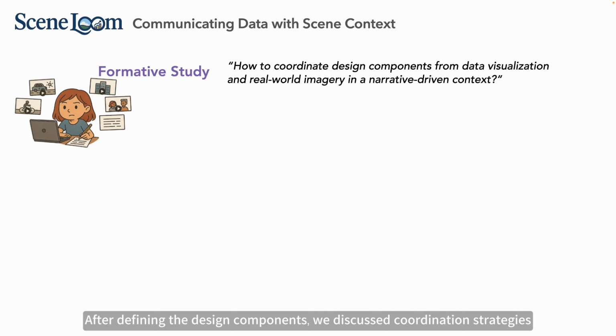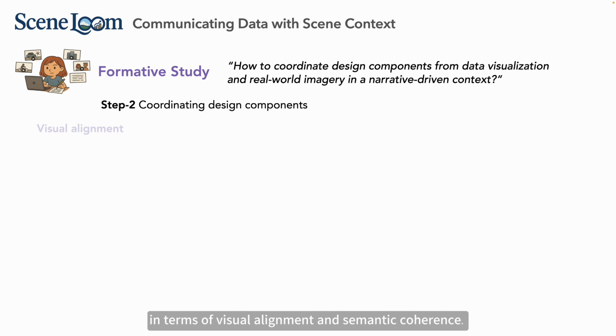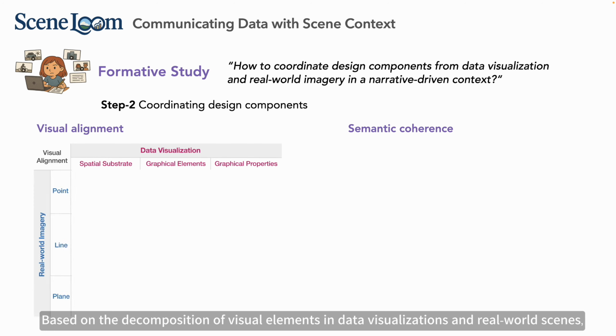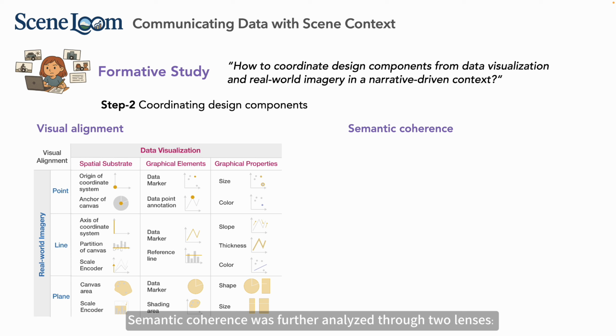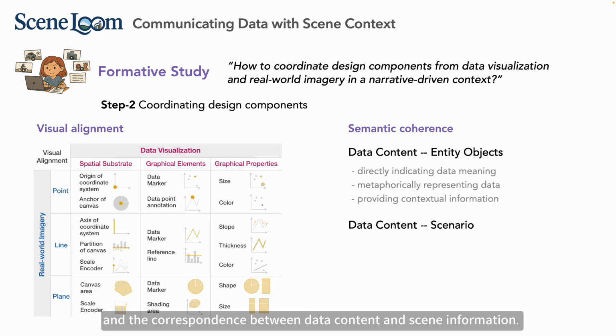After defining the design components, we discussed coordination strategies in terms of visual alignment and semantic coherence. Based on the decomposition of visual elements in data visualizations and real-world scenes, we proposed mapping methods to maintain shape similarity and layout consistency. Semantic coherence was further analyzed through two lenses: the binding relationship between data and entity objects, and the correspondence between data content and scene information.